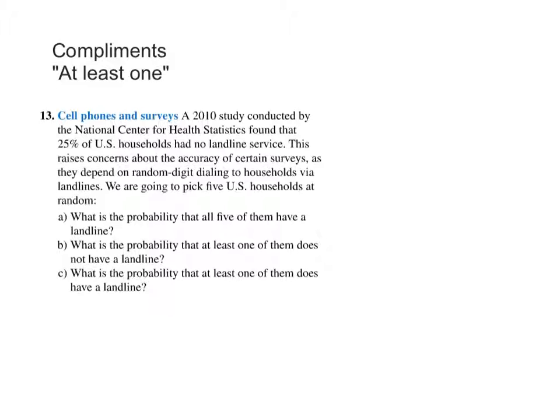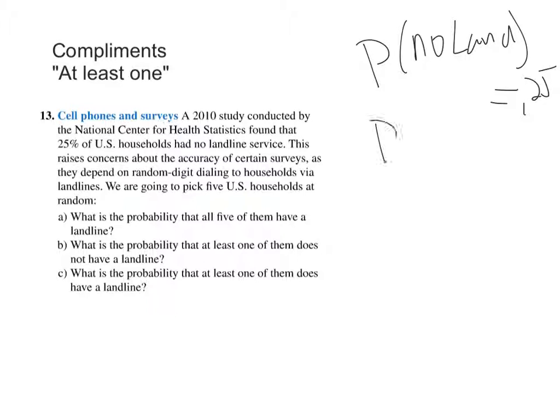So let's apply some of these rules now in this problem. So we've got 5 landlines. The probability of having no landline is 0.25. So that means the complement of that would be the probability if they have a landline, which would be 1 minus 0.25, which would be 0.75. So what's the probability that at least all 5 of them have a landline?